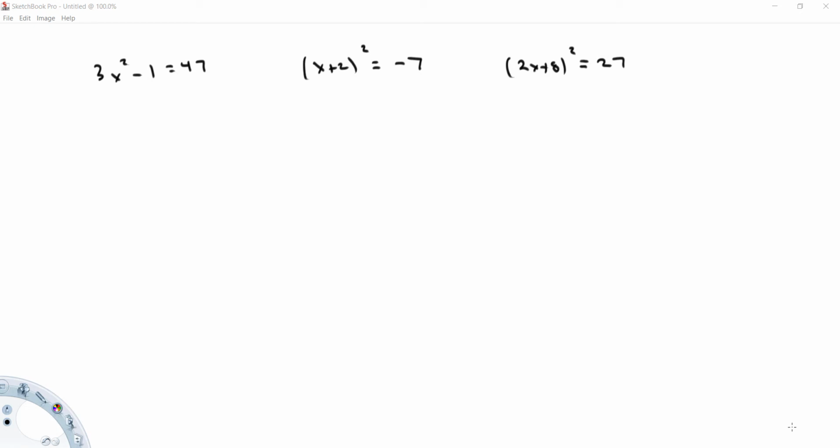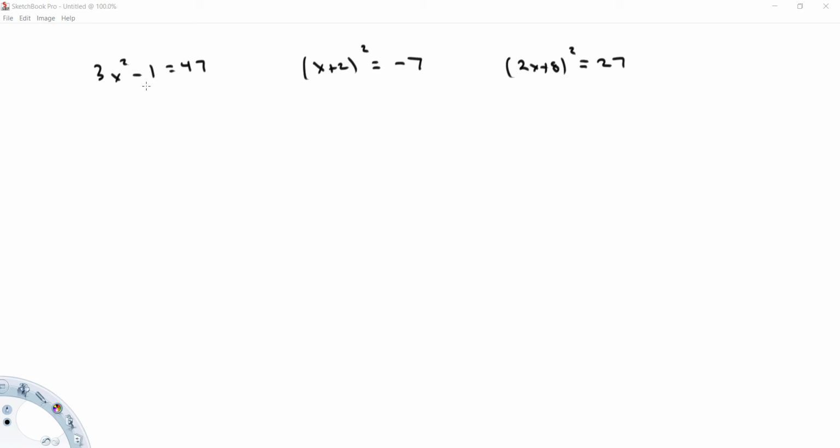I'm making this video to help you out with section 1.5 in your college algebra textbook. We're going to go through the following three examples: 3x squared minus 1 equals 47, x plus 2 squared equals minus 7, and 2x plus 8 squared equals 27. The directions are to solve by using the square root property. So let's start with example 1.